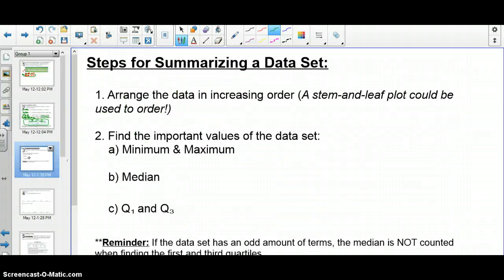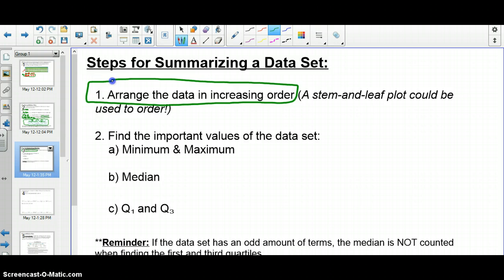Alright, let's look at the next slide here, which is just instructions on how to summarize data. So here's the first instruction, and it's pretty important. Arrange the data into increasing order. So you're going to have to take some time and rearrange the data so that it's smallest to largest.